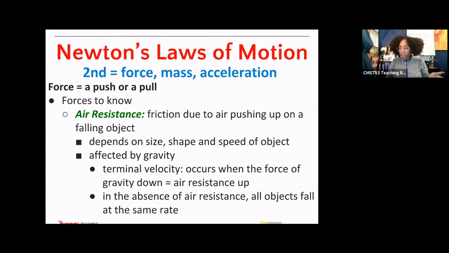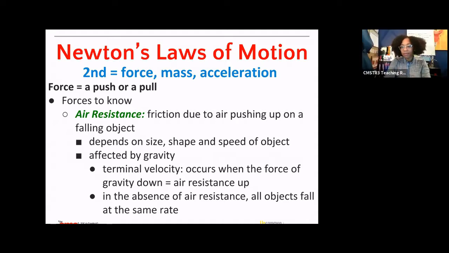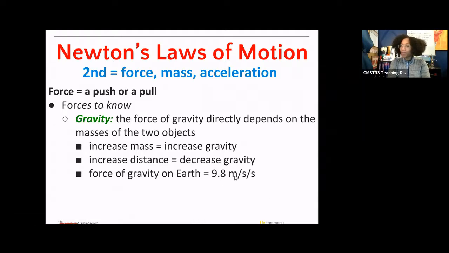Anybody know what the rate of gravity is here on Earth? It's an important number. 9.8 meters per second squared. In case anybody didn't hear it, gravity is 9.8 meters per second squared.